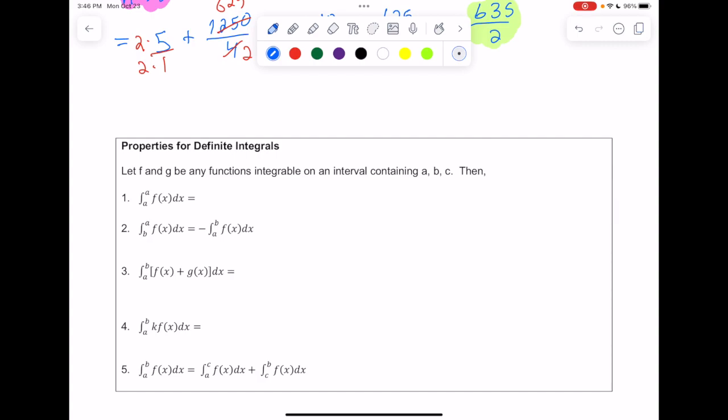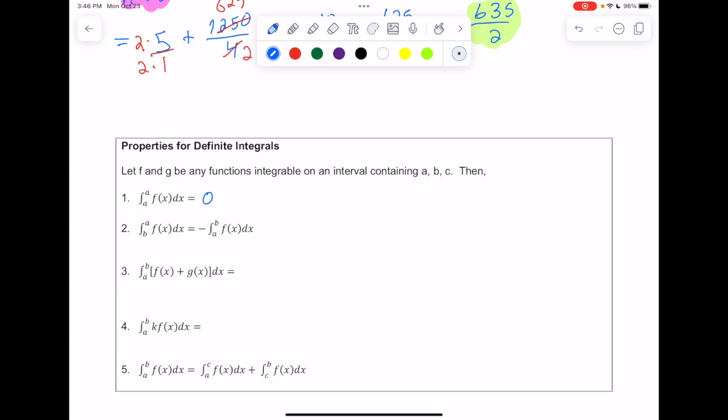All right, so let's look at these properties for definite integrals. Suppose f and g are any functions that are integrable on an interval containing a, b, and c, then what would be the integral from a to a of f of x? Well, since it's an area under a curve over a certain interval, if the boundaries match at a and a, you have no width. And if you have no width, you can have no area. So if the upper and lower limit are ever the same, then you end up just getting 0 for your answer.